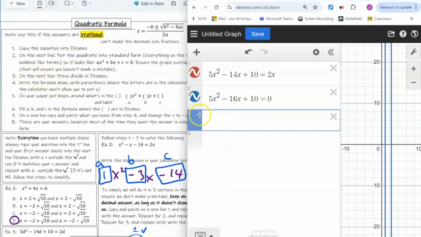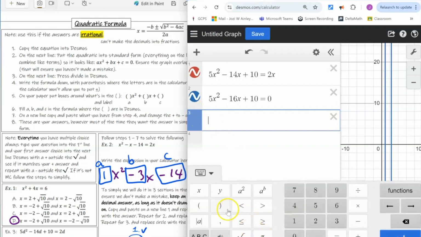All right, on the next line, press divide. Again, this is going to be your most important thing. Press divide, because if you don't press divide, the formula is not going to look right. So please press divide. So here's divide. Boom. Let's copy the formula in. Everywhere you see letters, put parentheses. So I'm going to go a little bit faster right now. So minus, and then I see a parentheses because I see B. Plus, we'll use plus first, and then we'll come and change it to minus.